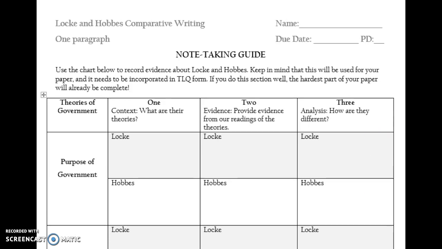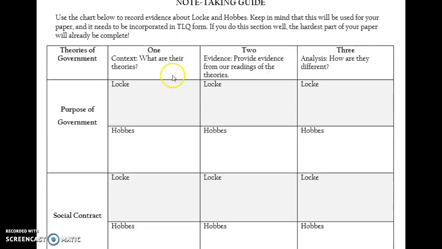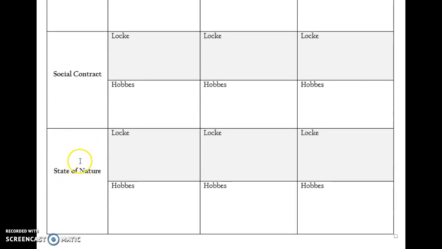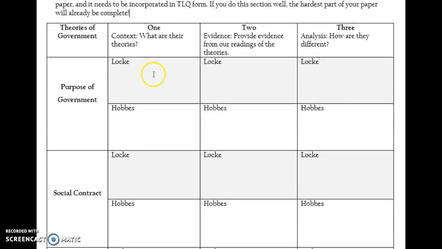So when you look at your note-taking guide, we have step 1, context. What are their theories? So what do Locke and Hobbes believe regarding the purpose of government, social contract, state of nature? What are their beliefs? I didn't have it on here, but I want you to explain in your own words.